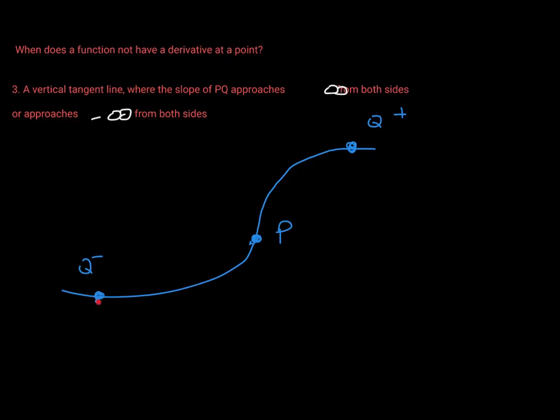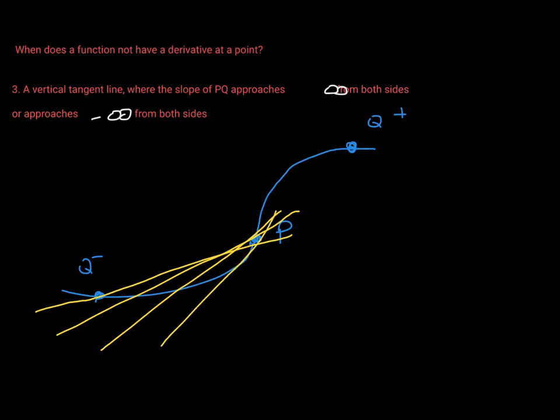So consider as point Q approaches point P from the left. Let's look at these secant lines, okay? So here is your secant line like that. And as point Q approaches point P, notice what's happening here, there, and there, and there, right? And so the closer point Q gets to point P, the more vertical this line is becoming, right?